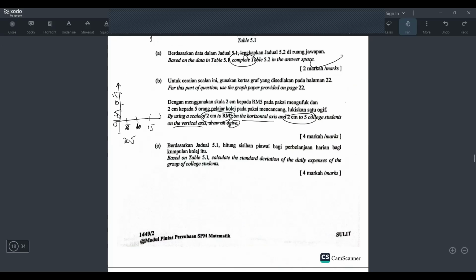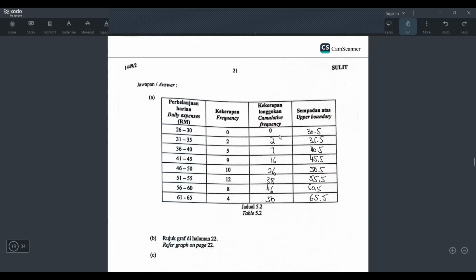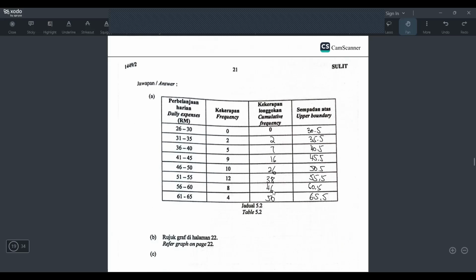That is why it depends on what they want you to draw, and you have to hafal lah. Kalau histogram guna boundary dengan frequency, kalau polygon guna midpoint dengan frequency, tapi kalau ogive guna upper boundary dengan cumulative. That is why they ask you to find upper boundary dengan cumulative earlier.